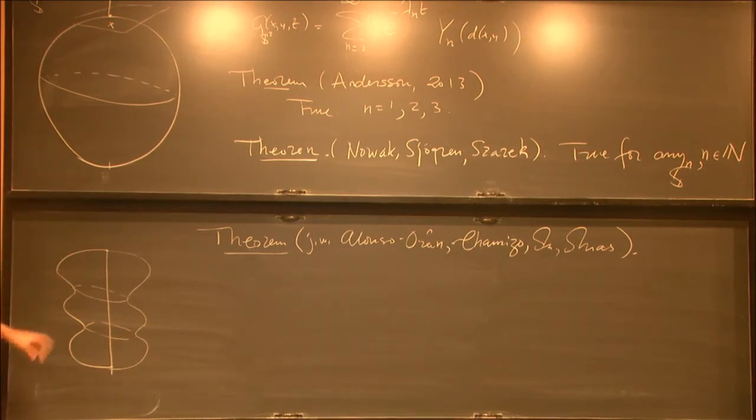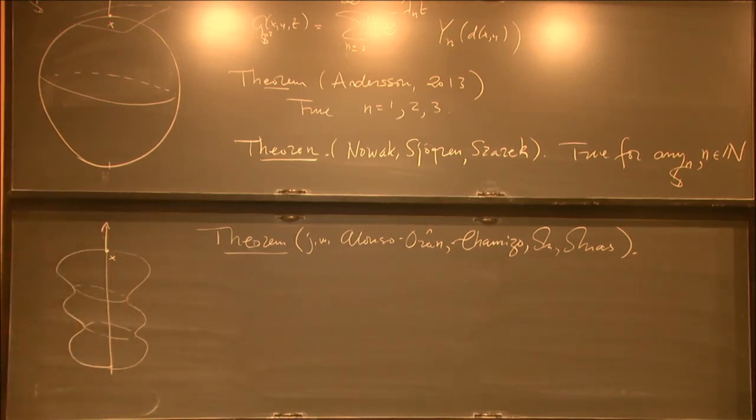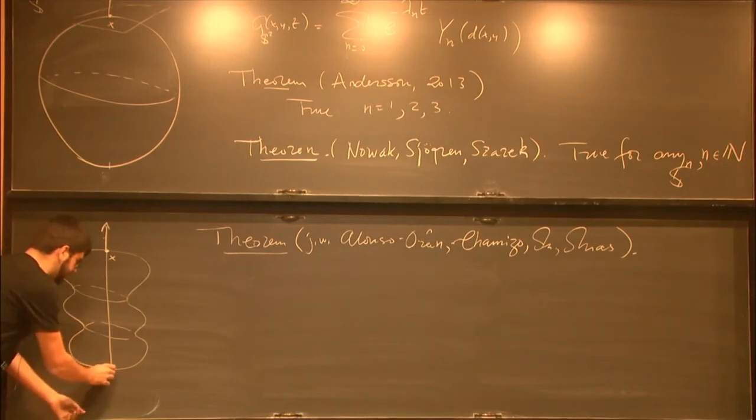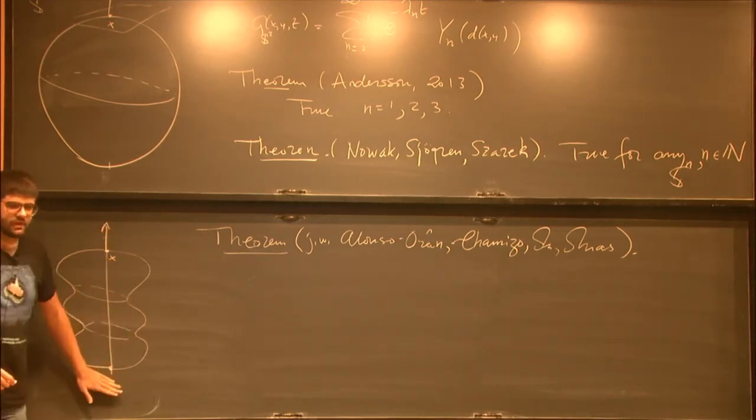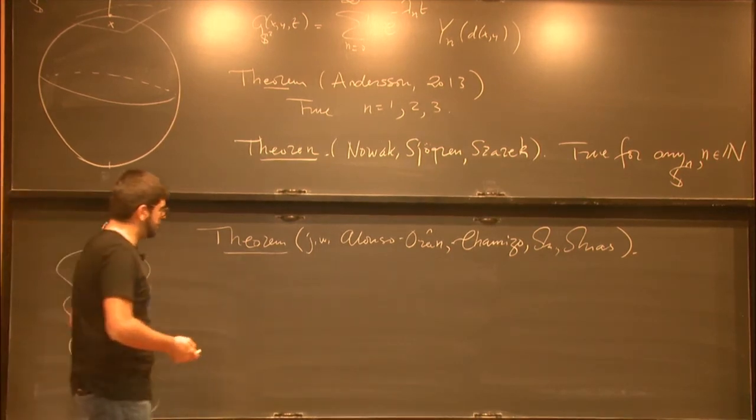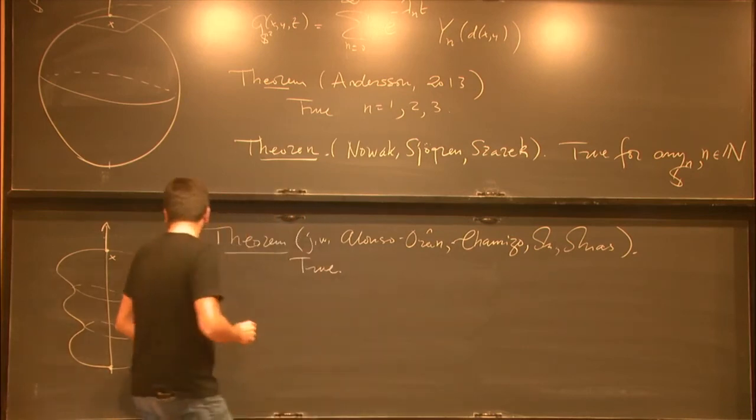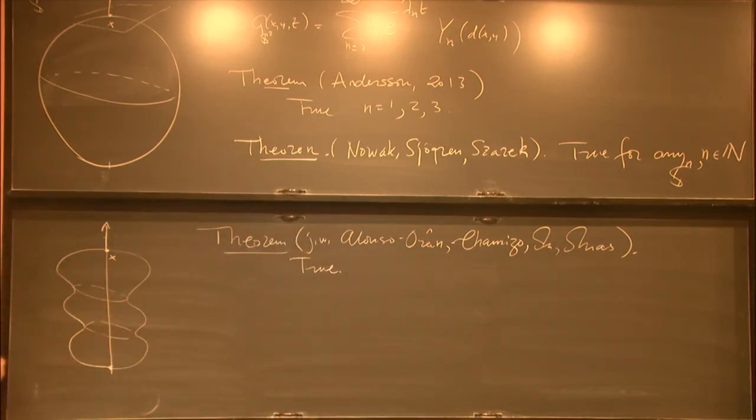and this is kind of a sphere with a different metric. And then, of course, I will take this point as the north pole, let's say x, as before. I will put there some Dirac's delta, and then I will try to figure out if it is decreasing until the south pole. And the theorem says that this is true, no matter how you make this deformation.